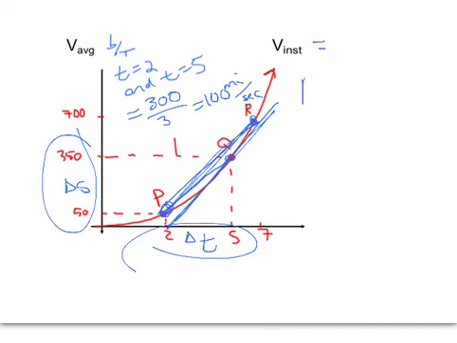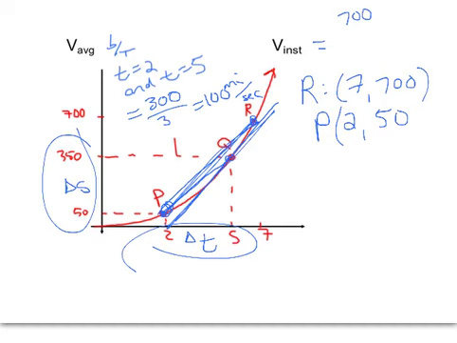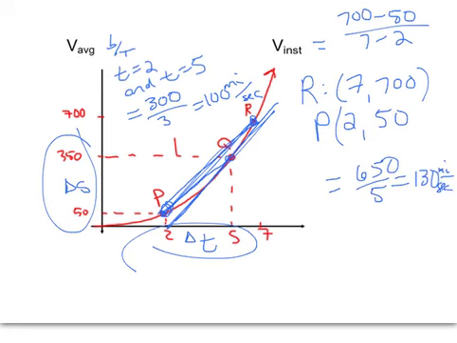So R apparently is at about 700, whereas point P was at 2, 50. So we could estimate, this is an estimate of the instantaneous velocity, by the way, at 700 minus 50, all over 7 minus 2. So that's 650 divided by 5, which is 130 miles per second.